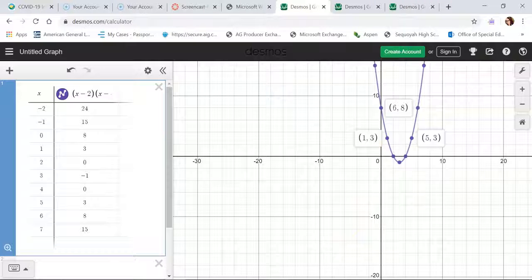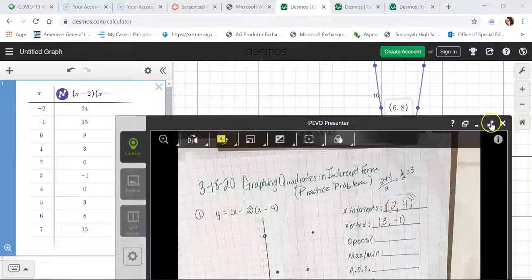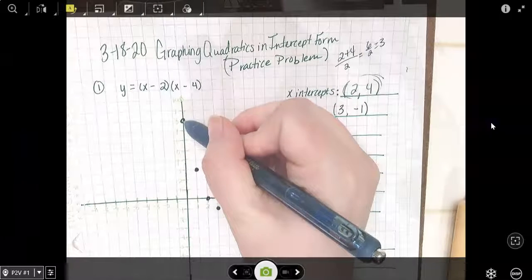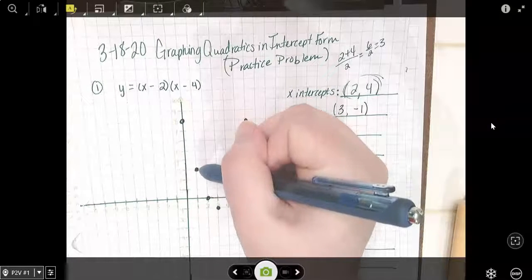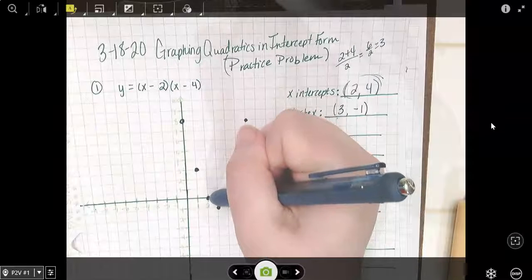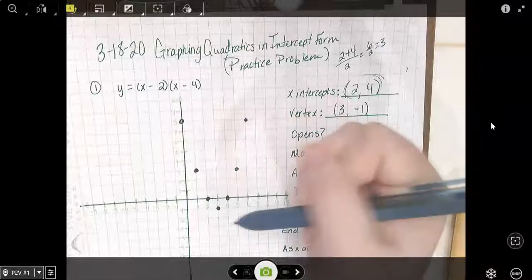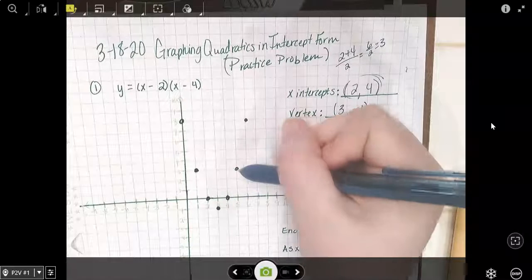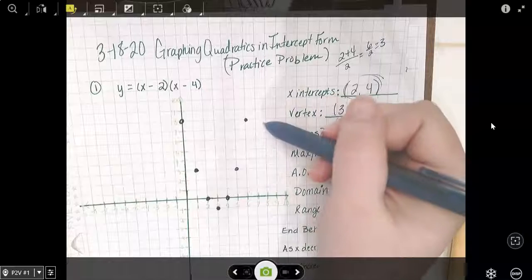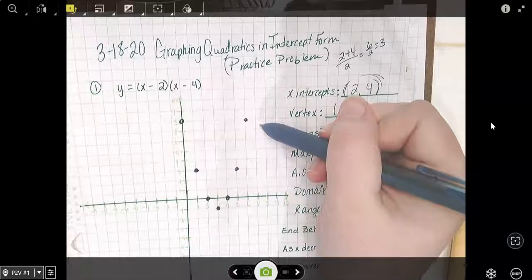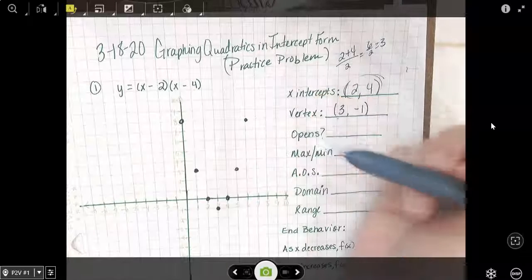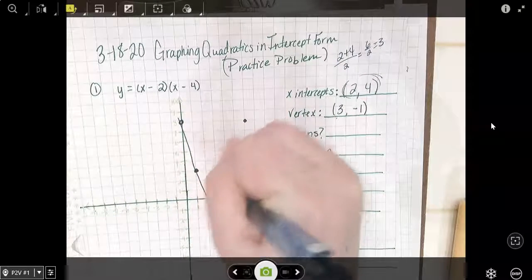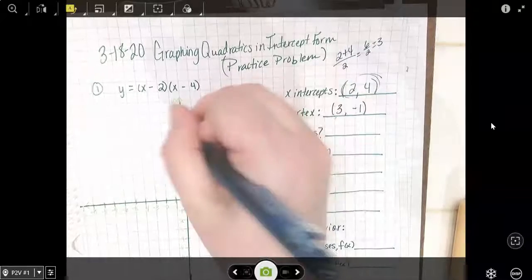Okay, so what I've done is I've plotted those points as we looked at them, okay? So this is 0, 8. This is 1, 3. This is 2, 0. This is 3, -1, our vertex. This is 4, 0, x-intercept. This is 5, 3. And this is 6, 8. Okay, so now you can make a nice curve. And that's your parabola, that's your graph.